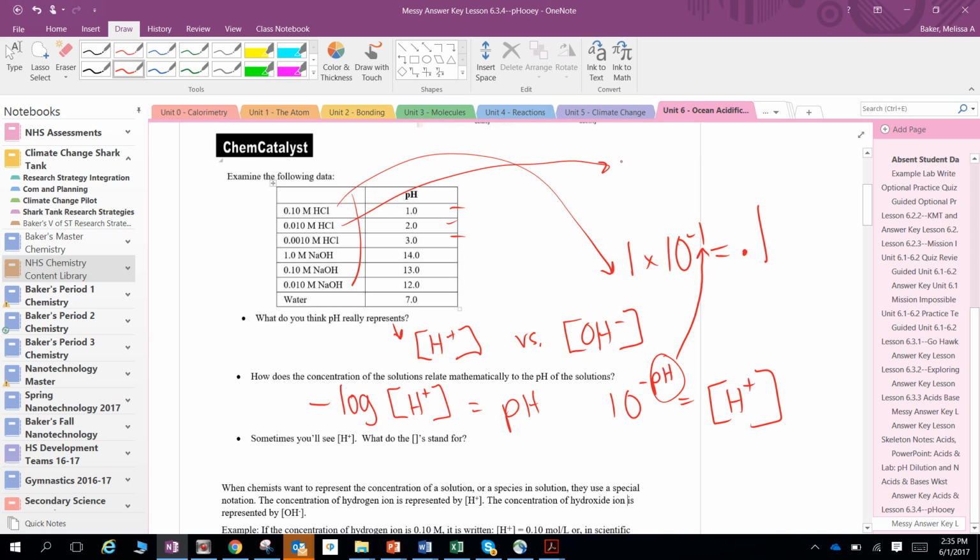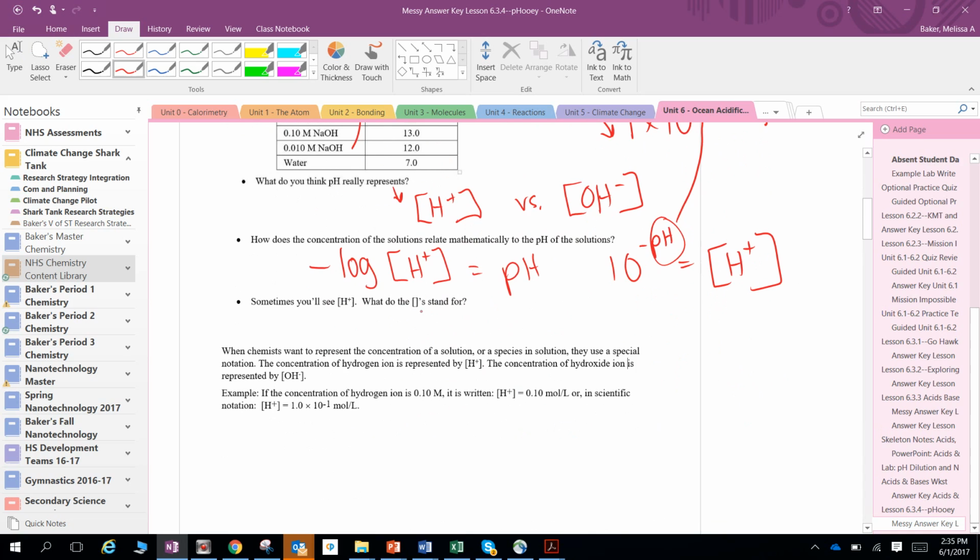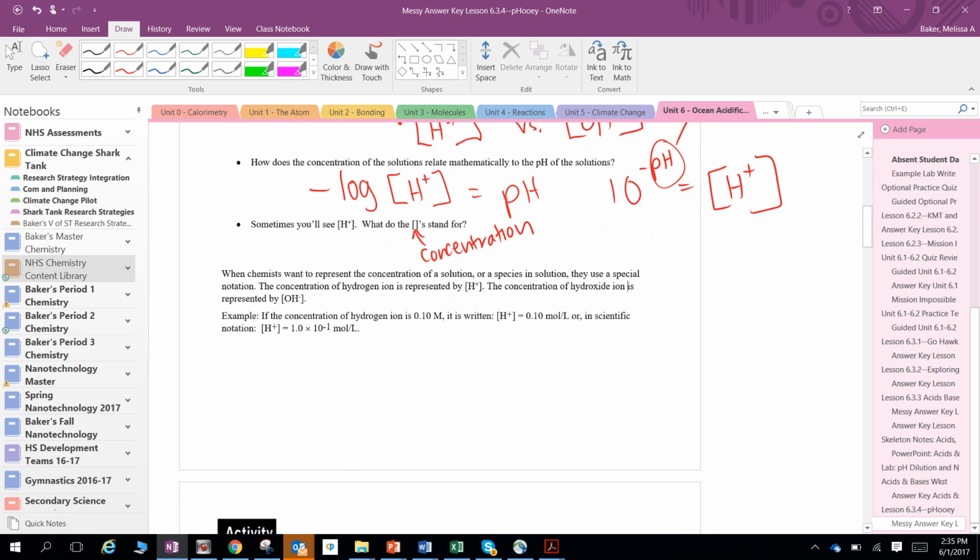Versus this next one, 1 times 10 to the negative 2, that's a smaller concentration of hydrogen ions. That's the same as 0.01. The pH here would be 2. So the greater the hydrogen ion concentration, the lower the pH. And by the way, when you see those brackets around something like an H+, it means concentration, which it goes into a little more detail there.